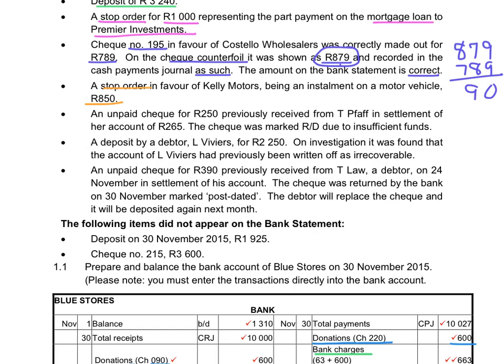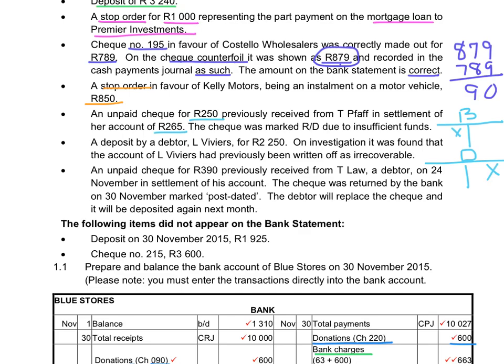An unpaid check for 250 previously received from T5 in settlement of her account of 265. The check was marked RD due to insufficient funds. So it means the bank returned this check to us. When we deposited the money in the bank, we debited the bank and we credited the debtors control. Now we have to do the opposite. So when we received the money, we debited the bank and we credited debtors control.